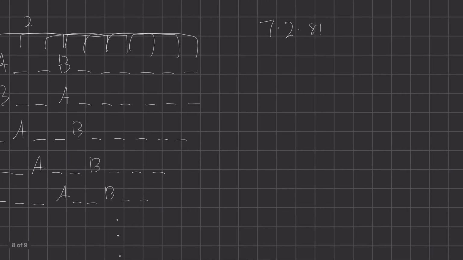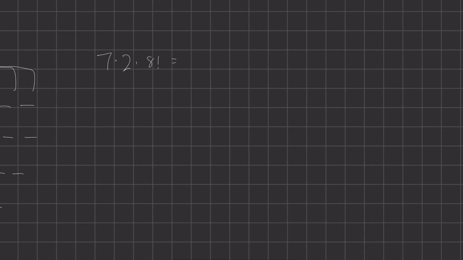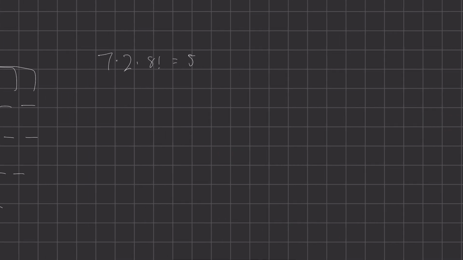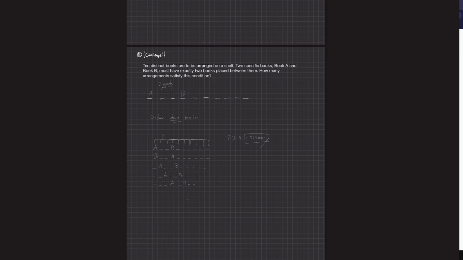Do you understand it? So now, this is actually our final solution. 8 factorial is pretty difficult to do by hand, so I'm just going to use a calculator. And when I use a calculator, I got 564,480 different arrangements. And that is actually our solution. And that'll be the end of this video.